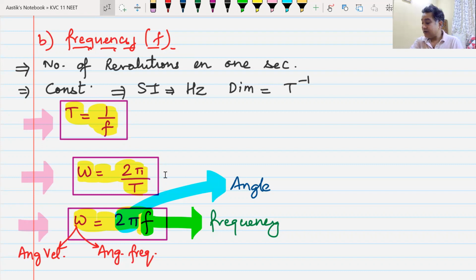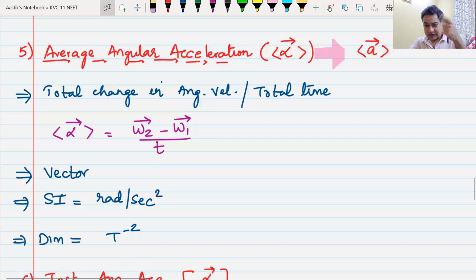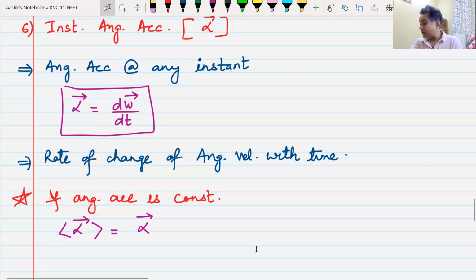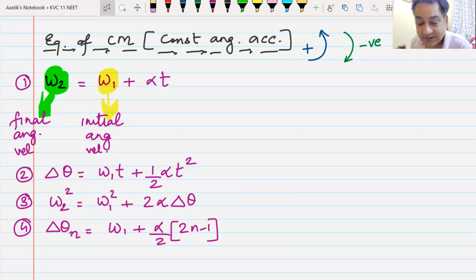Okay, then we had seen if the angular velocity is not constant, we will have angular acceleration. Two types of angular acceleration: average angular acceleration and instantaneous angular acceleration. In most cases, we are going to see motion with constant angular acceleration, and these are the equations of motion with constant angular acceleration. Everyone understands this? Yes or no? Everything is exactly similar to what we had done in the previous class. Yes or no?